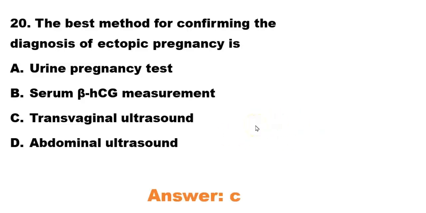If you said C, you have got it, because transvaginal ultrasound is the most accurate method for diagnosing ectopic pregnancy, because it provides a clear view of the pelvic structures.